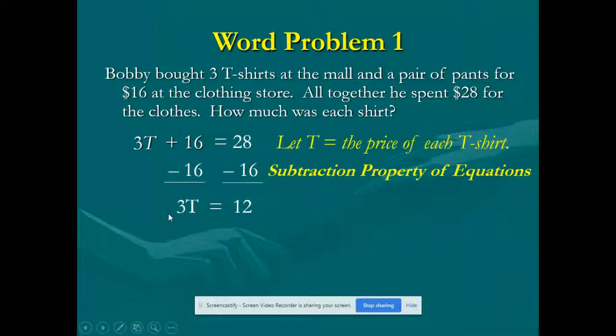Right. What is being done to our t at the moment? It's being multiplied by 3. To get rid of it, we have to divide by 3. So we divide both by 3. Those get rid of our 3's. 12 divided by 3 will give you 4.